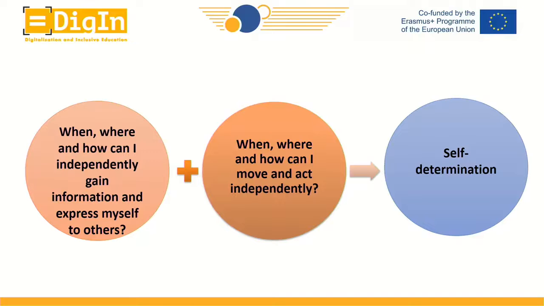So principally, we have to ask ourselves, it's a question actually the person in need of assistive technology has to ask himself: when, where, and how can I independently gain information and express myself to others? So it's always receiving information and also expressing ourselves to others. And when, where, and how can I move and act independently? And all this adds up to self-determination.